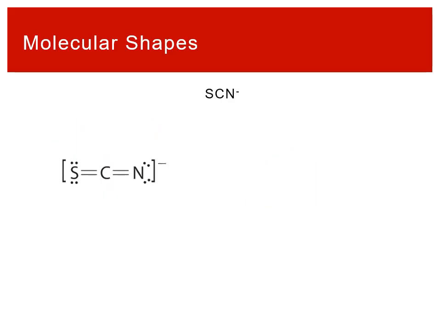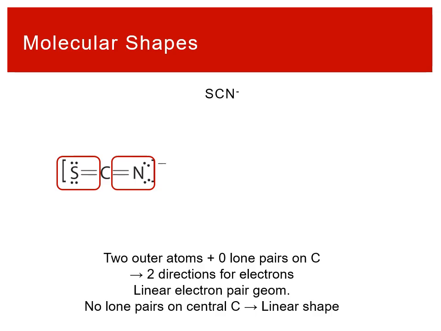SCN minus is thiocyanate ion. So this is actually one of the Lewis structure problems we did last week, but SCN minus. So I got double bonds from carbon to the sulfur and the nitrogen, and that's it, right? So the carbon is bonded to two things here, two different atom types. I can see there's no lone pairs. So there's just two directions for electrons, giving me a linear arrangement. And again, the lack of lone pairs on that carbon makes this a linear shape for my molecule.